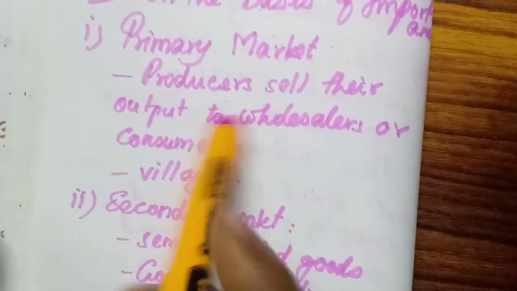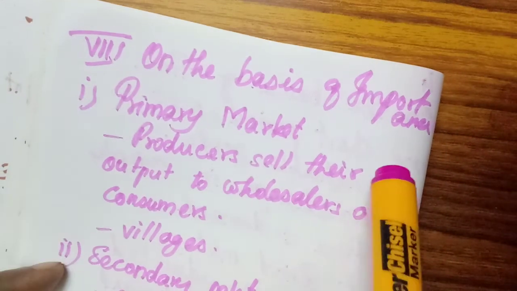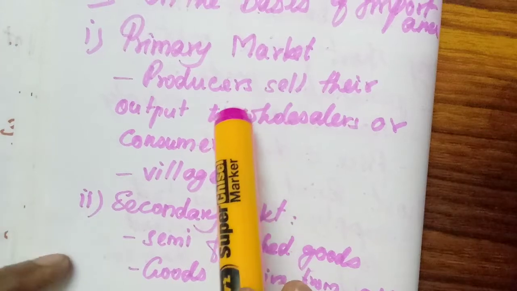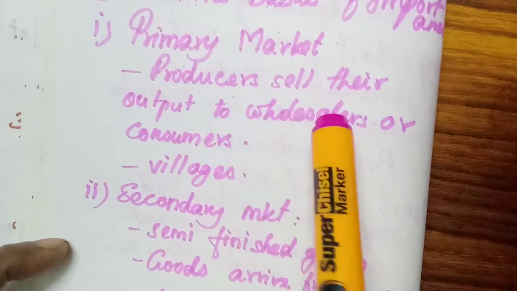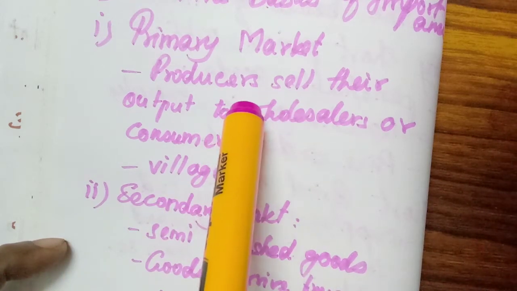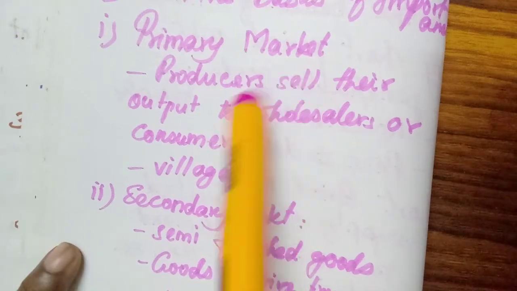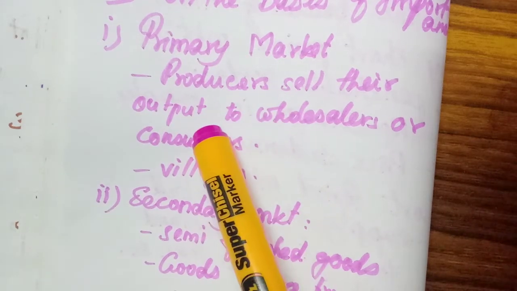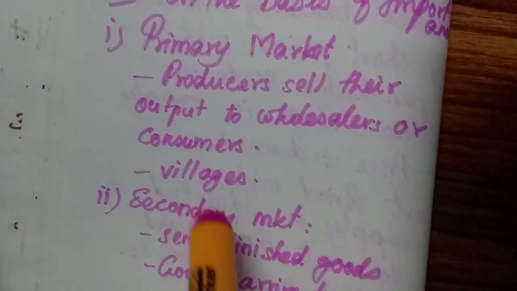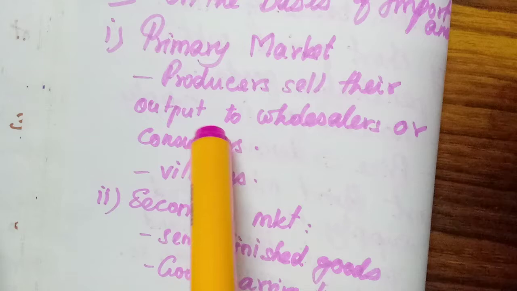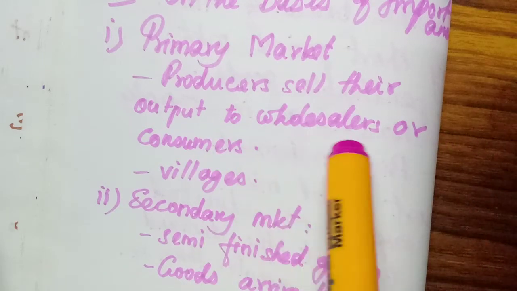Then the last one, classification on the basis of importance. On the basis of importance, markets are classified into three heads. The primary market. What is the primary market? Here you have to think about the villages only. The producers, the primary producers, will sell their farm products, meaning what they get from their field, to the wholesalers or to the consumers, anyone.